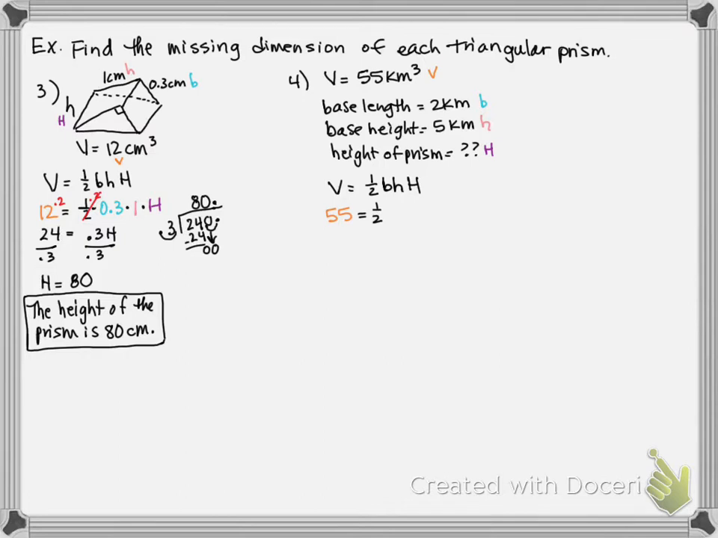So the base length is the b, which is the 2. And then we've got times the base height, so that's the height of the triangle, is 5. And then the height overall of the prism is what we're solving for. And that's all a big multiplication problem. So I'm going to take half of 2 is 1, and then I have 1 times 5 is 5, so 5 times h is 5h, so I'm using that symmetric property, equals 55. And then the inverse would be to divide both sides by 5.